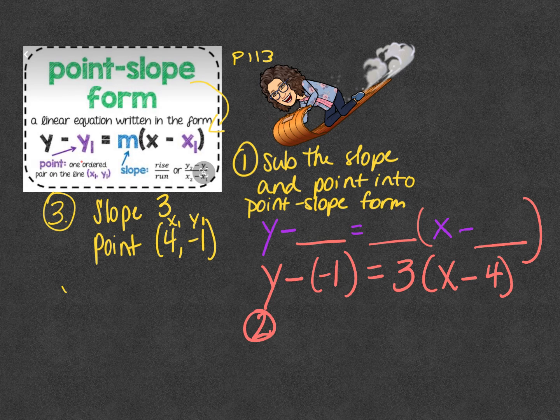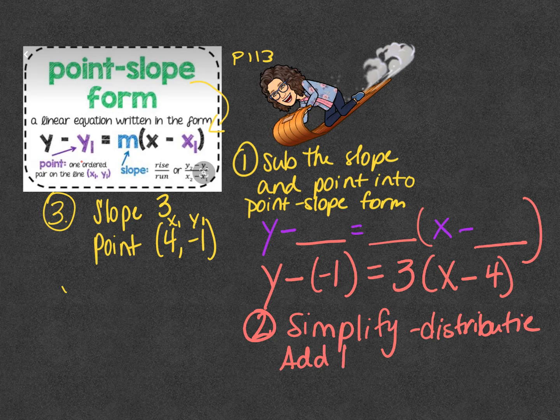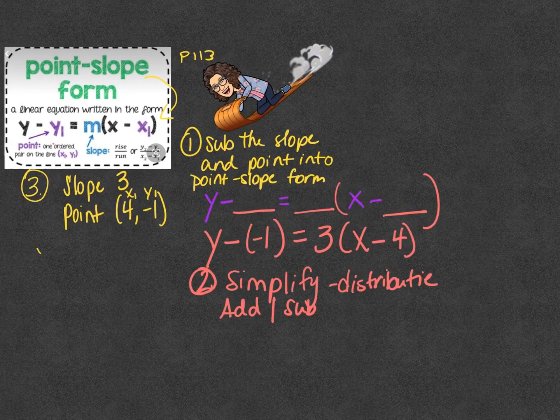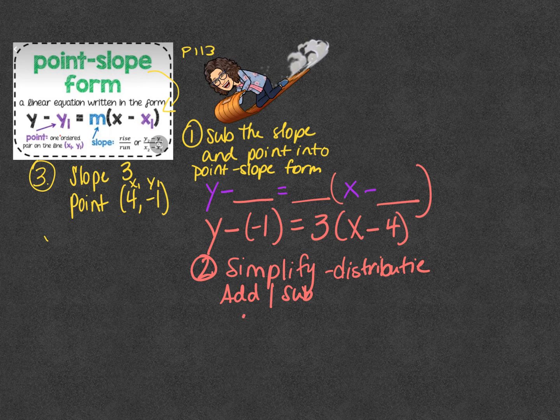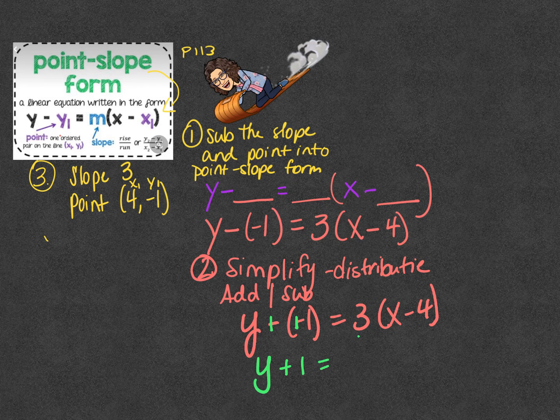Our second step, we're going to simplify, and you're going to do that through your distributive property, and then you're going to add, subtract, whatever you need to do to simplify this, okay? So I'm just going to rewrite my problem here. y minus a -1 equals 3 times x minus 4. I'm going to use my distributive property, which would be y, and let's just go ahead and change a sign, which would make this y plus 1 equals 3x minus 12.